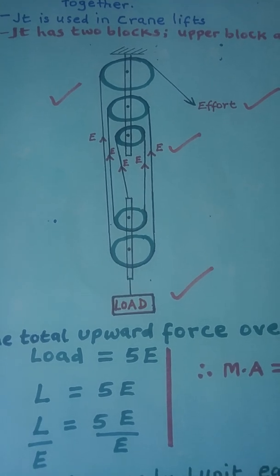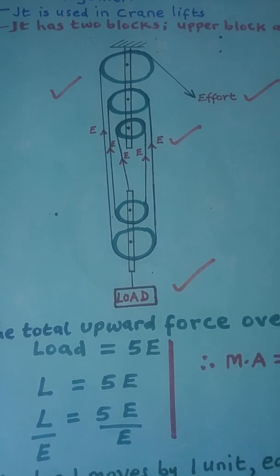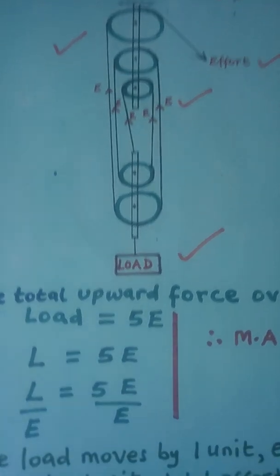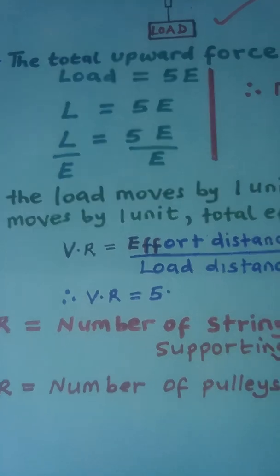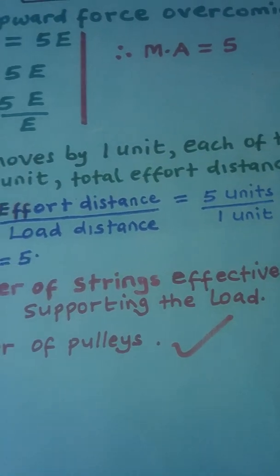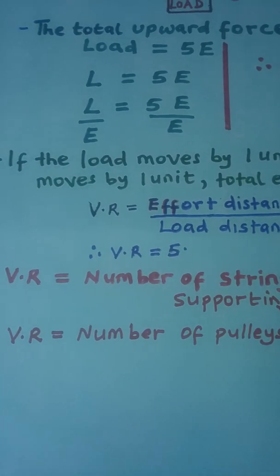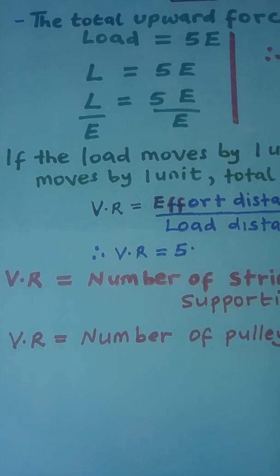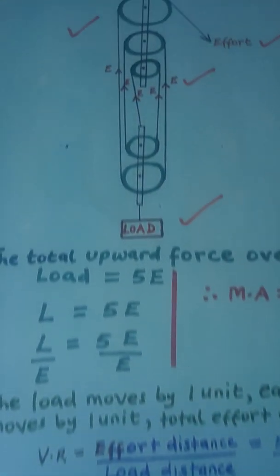If there are 3 strings supporting the load, the velocity ratio is 3. If there are 10 strings supporting the load, the velocity ratio is 10. So what are we saying? That the velocity ratio simply means the number of strings which are effectively supporting the load. Another way of getting the velocity ratio of a block and tackle system, you say velocity ratio equals the number of pulleys. You see? Let's go back to the diagram.